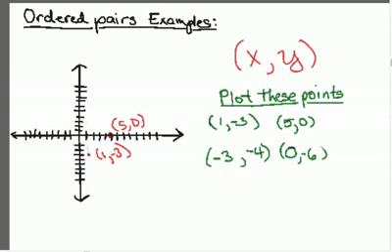-3, -4, we would go -3 in the x, 1, 2, 3, and then down 4, 1, 2, 3, 4. There would be that point. And 0, -6. Try to make your spaces a little bit more consistent than I did there. Sorry, I'll put that extra line there. 1, 2, 3, 4, 5, 6. So there's that point. And that is a y-intercept.